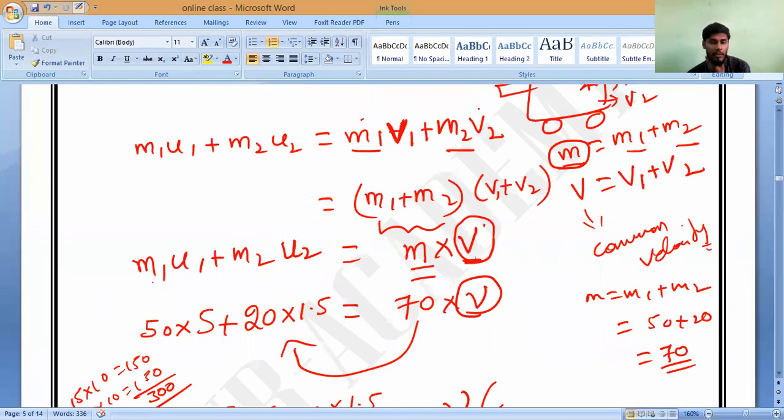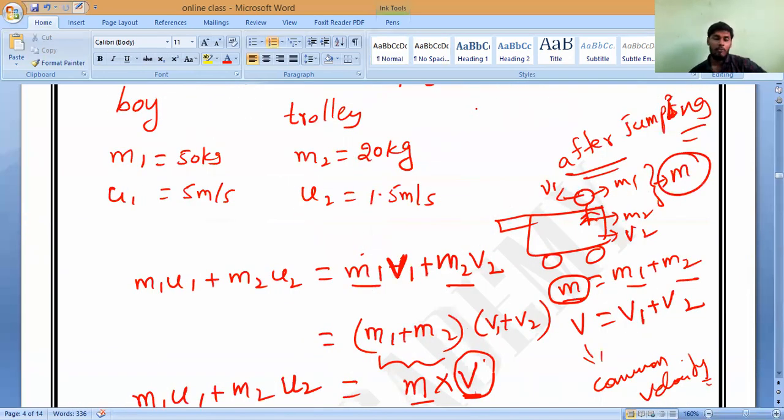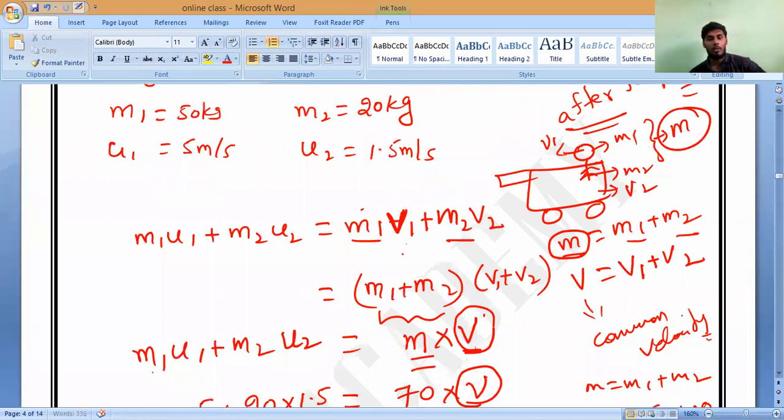Very, very important. Here you see M1 V1 plus M2 V2 turns into M into V, because after jumping, put together, it becomes a single mass and single velocity. Correct or not? That is why. Please note it down.